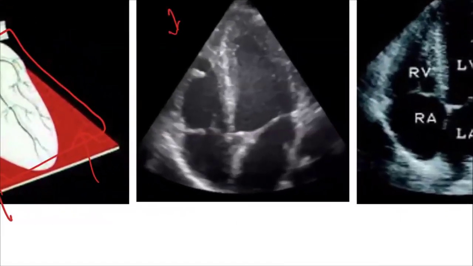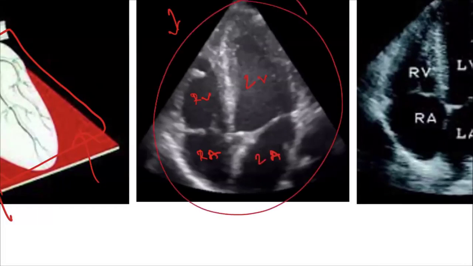The structures you need to be aware of once again. This is the right ventricle, this is the right atrium, this is the left ventricle, and this is the left atrium. So you need to be aware of the structures you are visualizing.